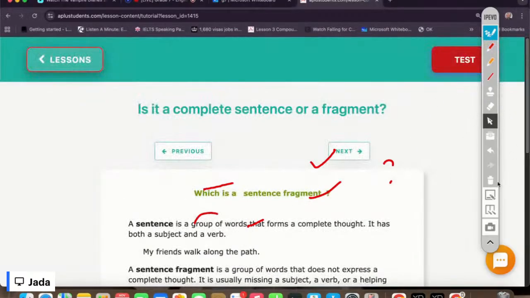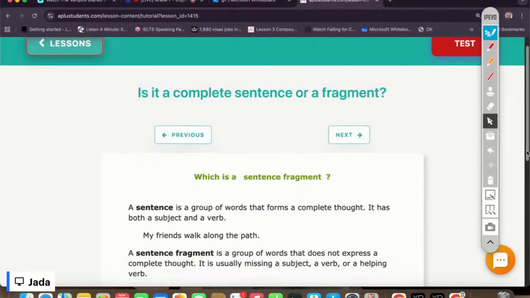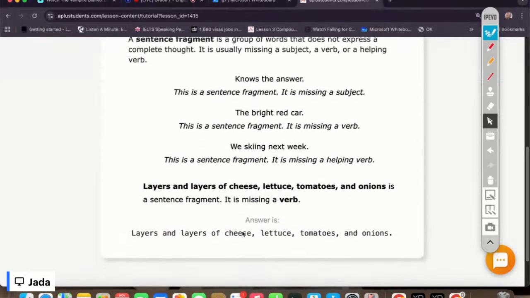So let's look at some examples. Which is a sentence fragment? "Layers and layers of cheese, lettuce, tomatoes, and onions" is a sentence fragment because it is missing a verb.